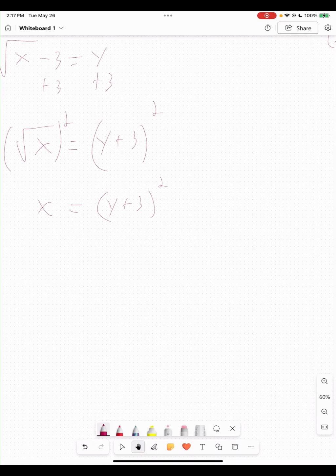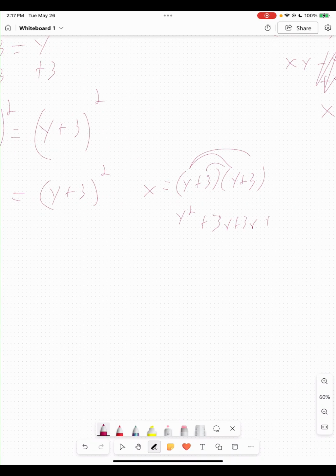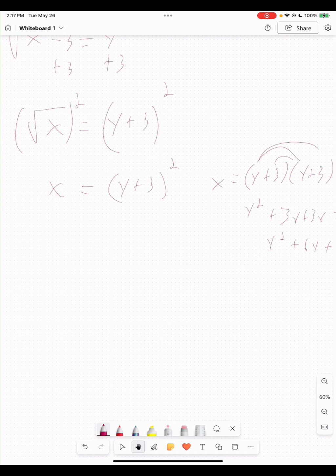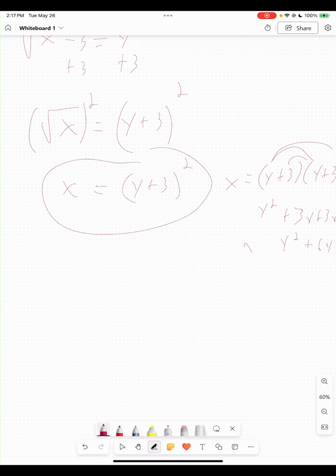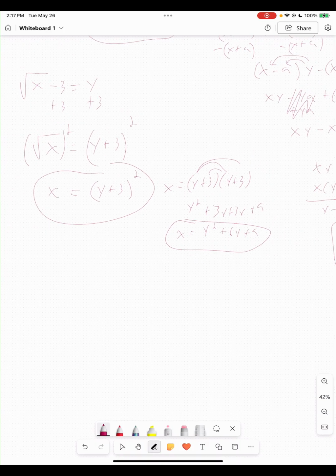If I wanted to be annoying and expand this, I could write x equals (y plus 3) times (y plus 3), which is y squared plus 3y plus 3y plus 9. So y squared plus 6y plus 9. So I would accept this answer. I would also accept this answer. Right, those are both correct. If you wanted to expand it out, you could. If you wanted to just leave it like this, you can. Okay, good job. Let's look at the next one.